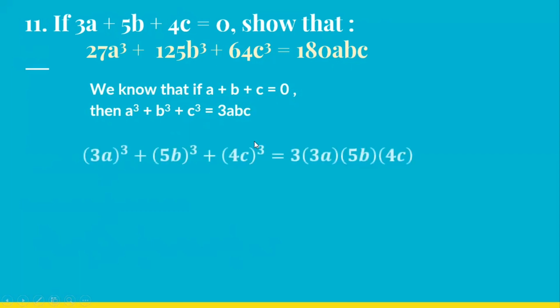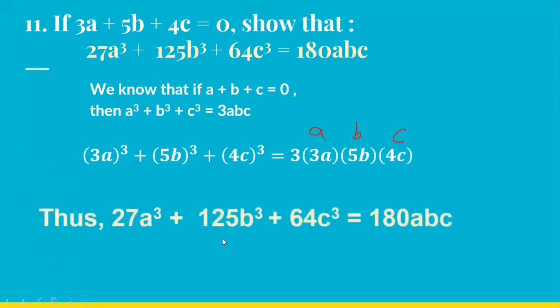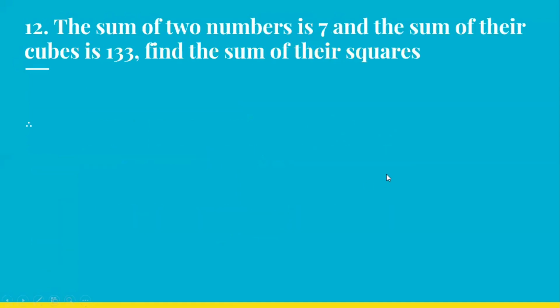So we get a cube plus b cube plus c cube is equal to 3abc. So what is your a? This is your a, this is your b, and this is your c. 3 threes are 9, 9 fives are 45, and 45 into 4 is 180. So this is how you get 27a cube plus 125b cube plus 64c cube is equal to 180abc. Easiest question. Okay, let's move.